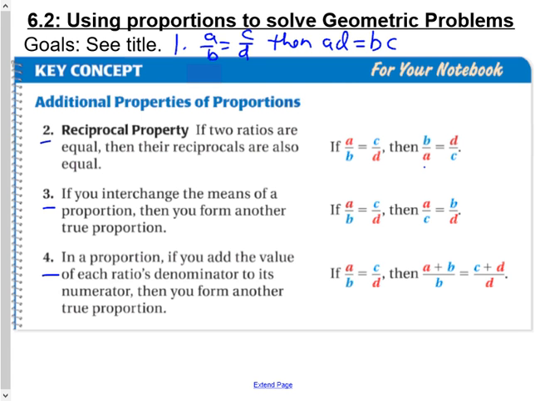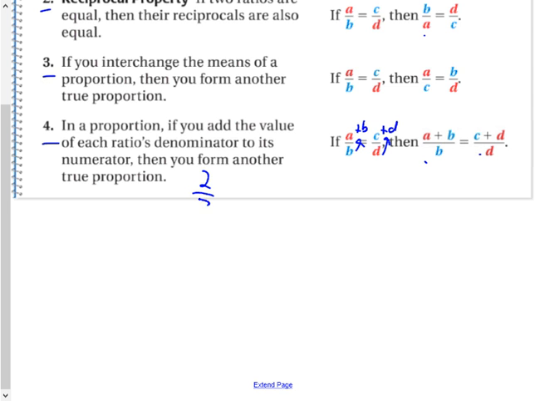In a proportion, if you add the denominator to its numerator, you're going to form another true proportion. So A over B equals C over D. What if we added B to the top here and D to the top there? Those would be the same. Again, pick some numbers and see if it works. Let's say 2/3 and 6/9. If we added 3 to the top and 9 to the top, because whichever one it's got as a denominator, we'll end up with 5/3. Does that equal 15/9? Yep, looks good to me.